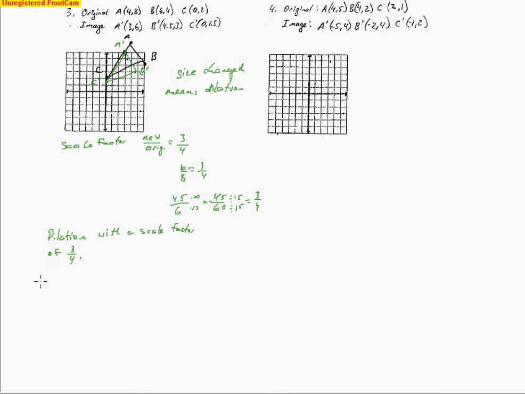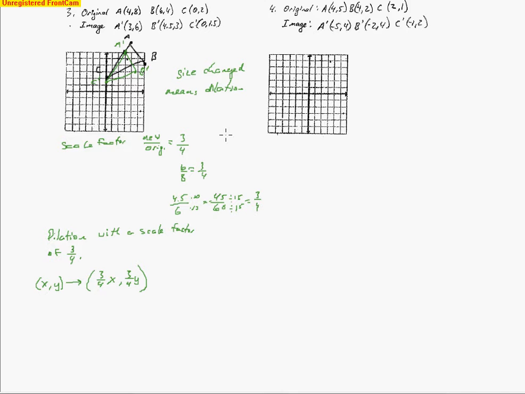So the rule would look like this. X comma y is what the original one was, but what it's going to is this. We're taking 3/4 of the x value, and then I'm going to take 3/4 of the y value. And that's going to be our answer.